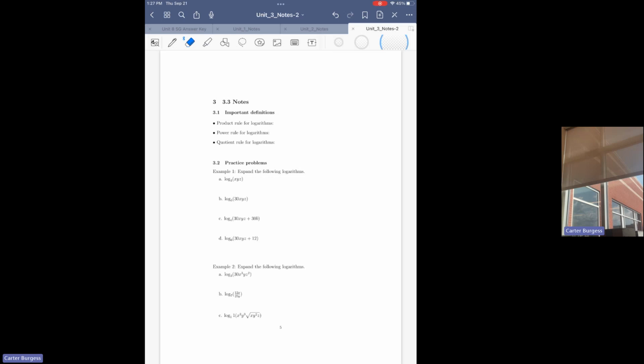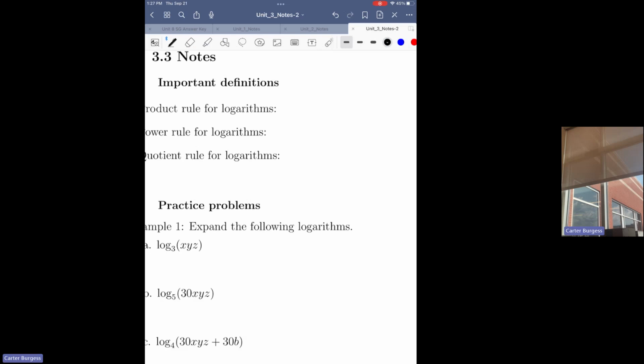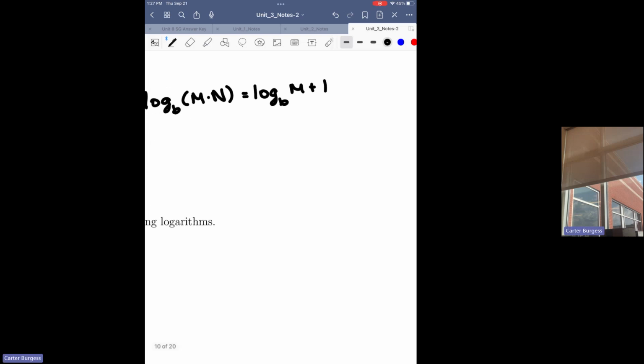We're going to be altering what we plug into our logarithm, and that's going to have some kind of effect on what we do with the exponents and what you get as a result. We are going to start with the product rule for logarithms, which says that if I have log base b of two numbers multiplied together, m times n, then this is the same as log base b of m plus log base b of n.